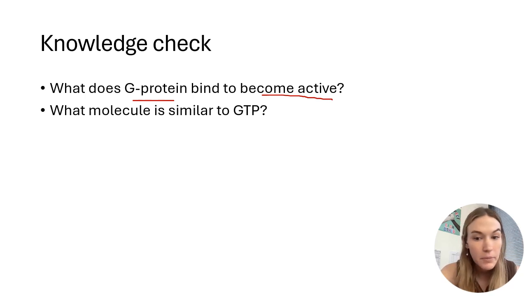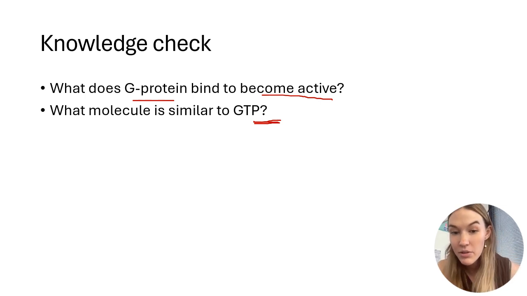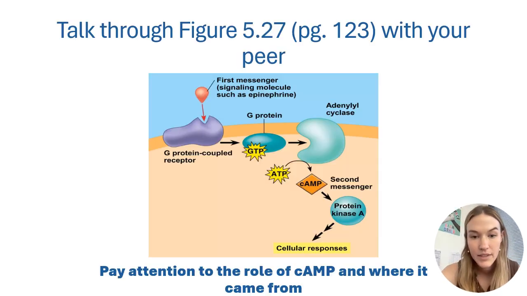If it's bound to GDP, it is not active. And you should also know what GTP is. Well, I'll tell you, it can go GTP and go to GDP, and that should sound familiar to ATP and ADP, and that's because they're very, very similar molecules. So this is also an energy-rich modified nucleotide. It is guanosine triphosphate, and so it can also be used in a very similar way as ATP.